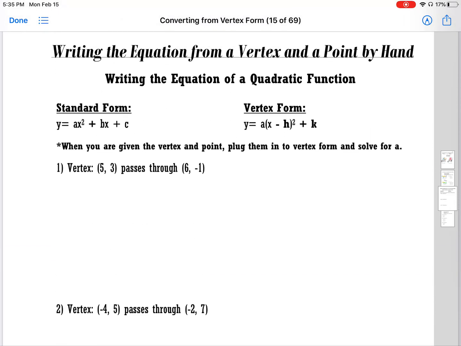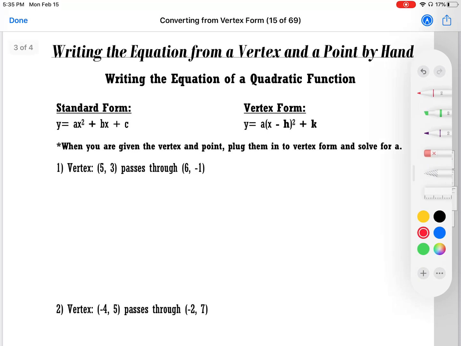Okay, so in this first one here, what it says is, when you're given a vertex and a point, you plug them into vertex form and you solve for A. So we talked a little bit about this at the beginning of the video. So what this means is that my vertex is always H, K. So I label an H for my 5 and a K for my 3. The point is always X, Y. An ordered pair, or a coordinate point, is always X and then Y.